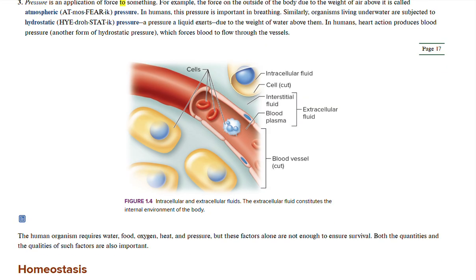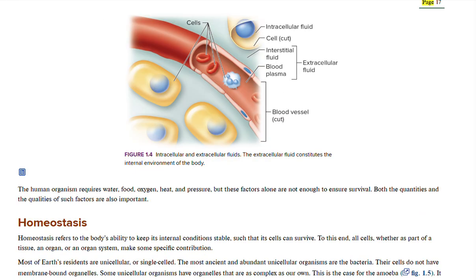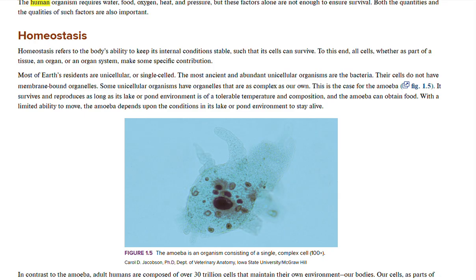Pressure is an application of force to something. For example, the force on the outside of the body due to the weight of air above it is called atmospheric pressure. In humans, this pressure is important in breathing. Similarly, organisms living underwater are subjected to hydrostatic pressure, a force a liquid exerts due to the weight of water above them. In humans, heart action produces blood pressure, another form of hydrostatic pressure, which forces blood to flow through the vessels. The human organism requires water, food, oxygen, heat, and pressure, but these factors alone are not enough to ensure survival. Both the quantities and the qualities of such factors are also important.